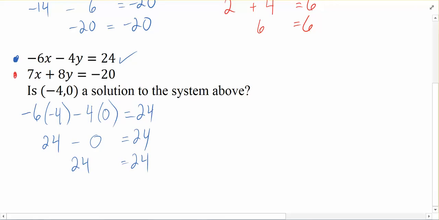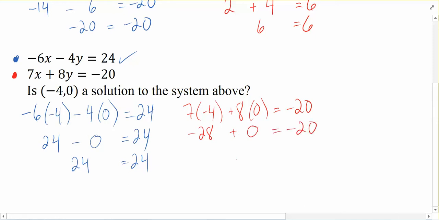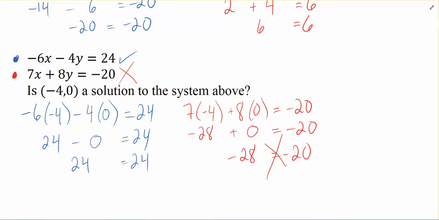Let's try the second equation. If I plug negative 4 in for the x value and 0 in for the y value, I get negative 28 plus 0 equals negative 20, or negative 28 equals negative 20. Those two things are not equal. Since negative 4, 0 was not a solution to both equations, it is not a solution to the system. In order to be a solution to the system, it's got to work in both.